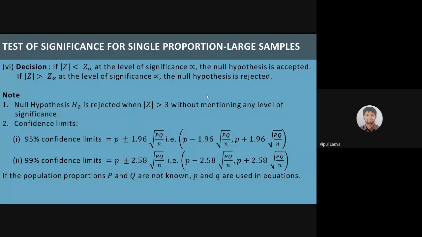If there is a question in your mind about what we need to conclude if Z equals Z alpha, that is not going to happen; it will never happen in any question. Okay, so don't worry about that. Either Z will be less than Z alpha, or Z will be greater than Z alpha. If this is the case, then we are going to accept. If this is the case, we are going to reject.